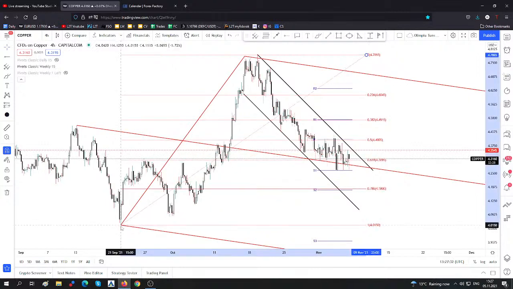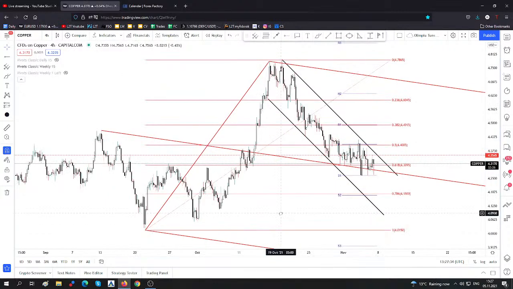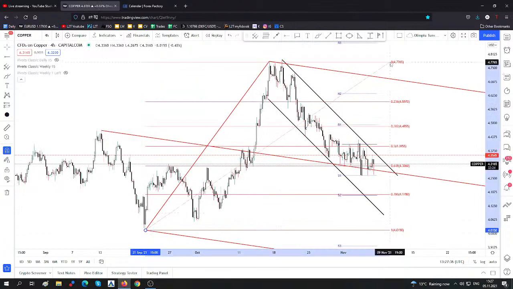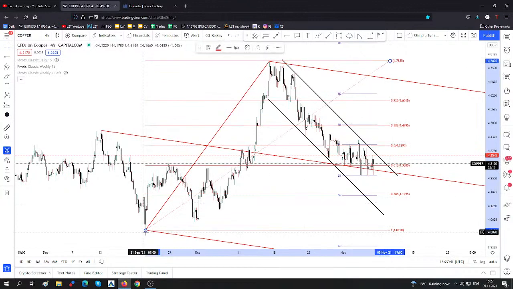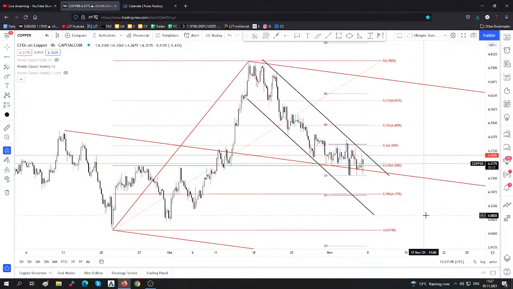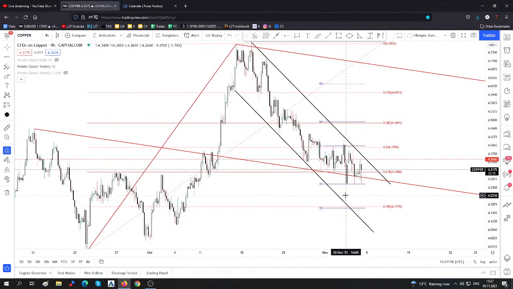Also, we can draw this one, something like this. Maybe it's better like this from this low. So yeah, false breakdowns below the 61.8, false breakdowns below the medium line, and I believe that an upside breakout escaping from this pattern could bring us an upside reversal here in the short term.